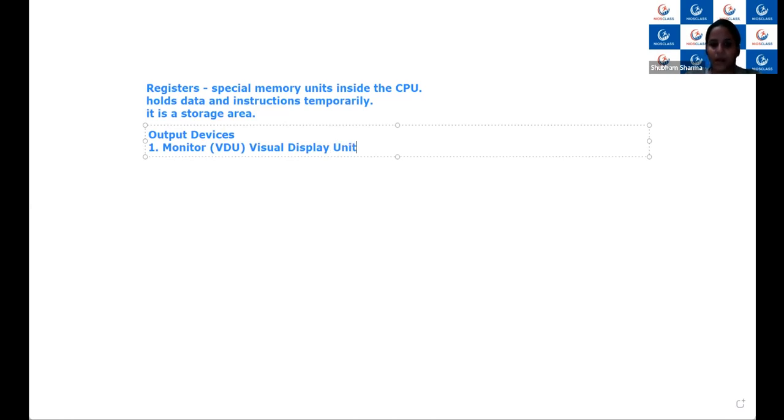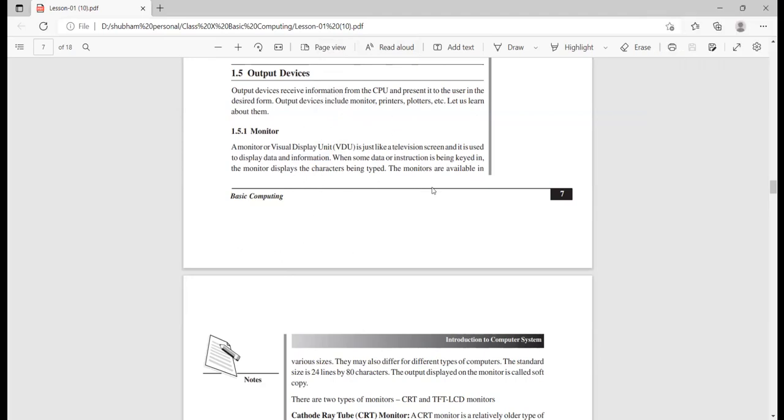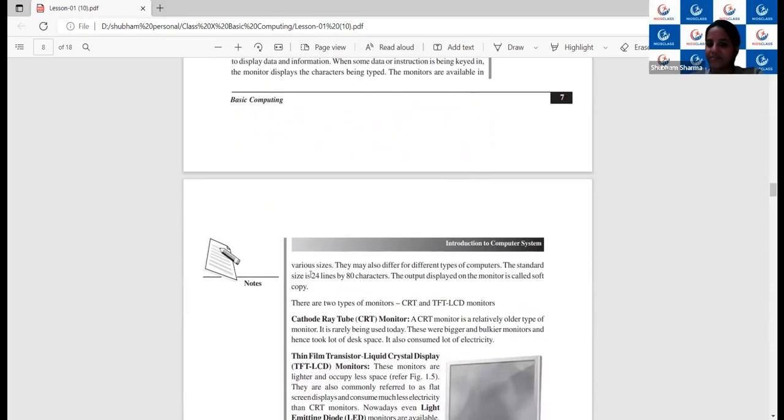So the VDU, visual display unit, is just like a television screen, and it is used to display data and information. When some data or instruction is being keyed in, the monitor displays the characters being typed. So as you are able to view the screen, this is with the help of your monitor only. The monitors are available in various sizes. They may also differ for different types of computers. Standard size is 24 lines by 80 characters. The output displayed on the monitor is called soft copy.